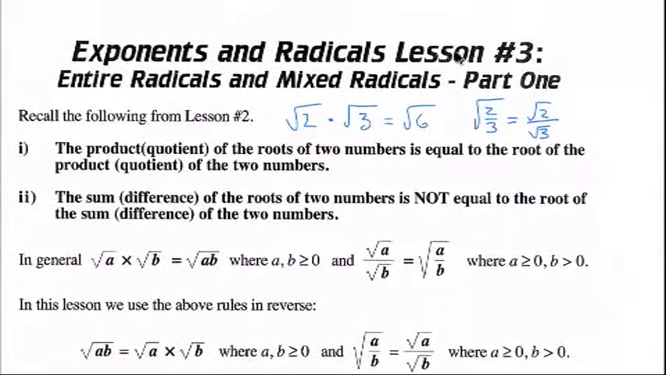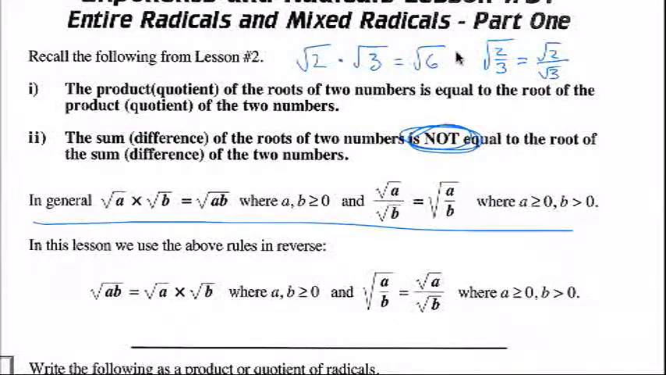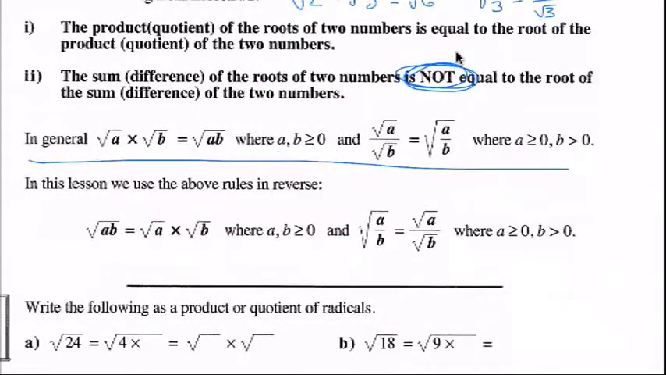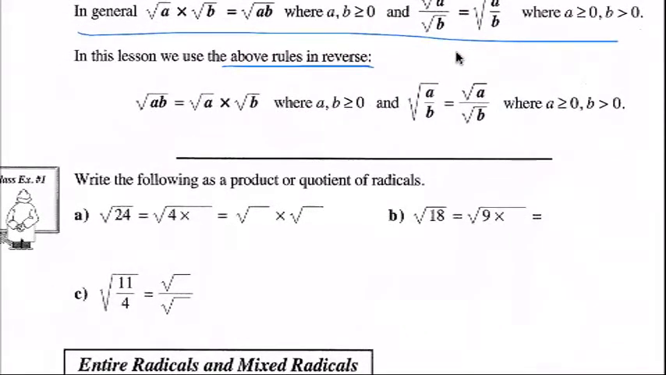Okay? The sum or difference, so addition and subtraction, we cannot do. So we're not even looking at that right now. So we're just looking at multiplication and division. And here's our restatement of our rules. Today, we're going to look at how we can simplify these radicals. So we're going to work them backwards most of the time. So in this lesson, we use the above rules in reverse. Okay, so working backwards. Example 1, write the following as a product or quotient of radicals.